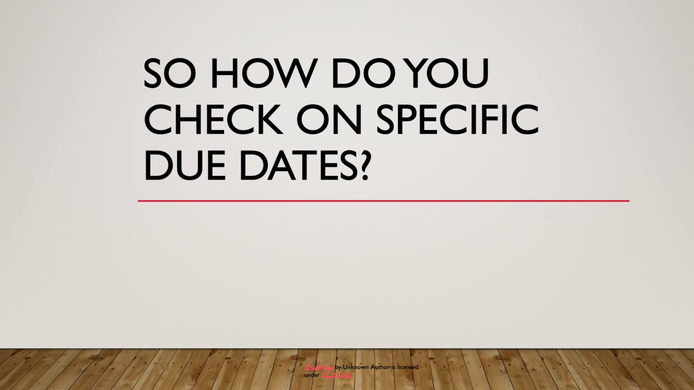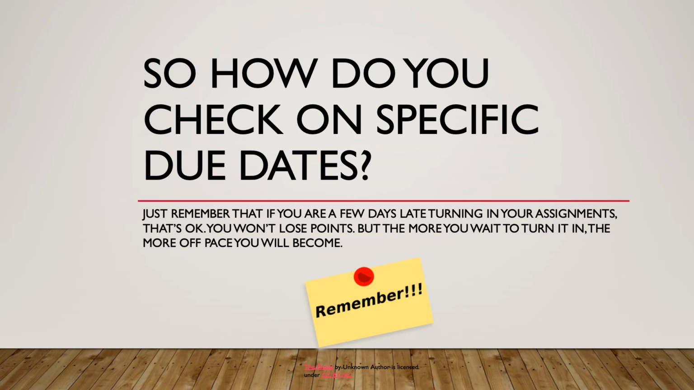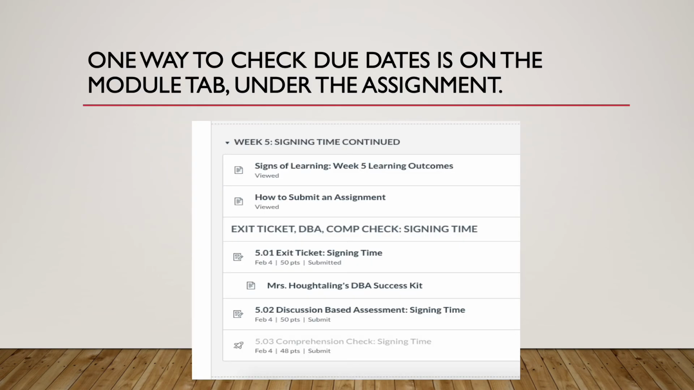So how do you check on specific due dates? Just remember that if you're a few days late turning in your assignments, that's okay. You won't lose points. But the more you wait to turn it in, the more off pace you'll become. One way to check due dates is on the Module tab under the assignment. This item is due February 4th.